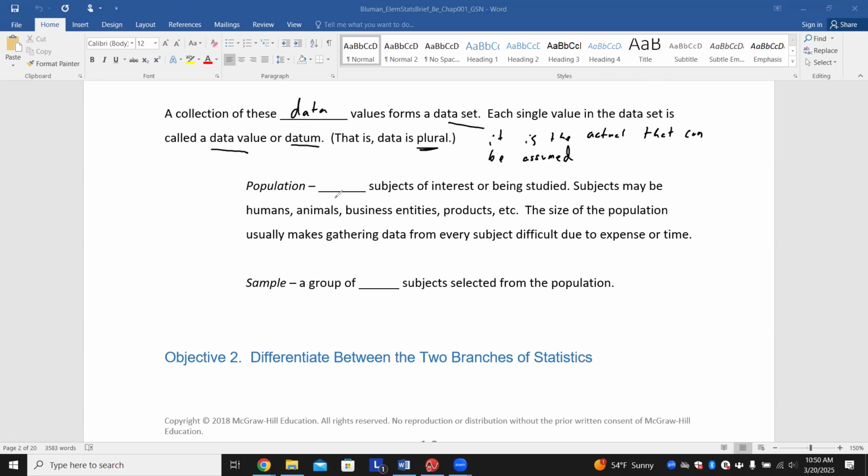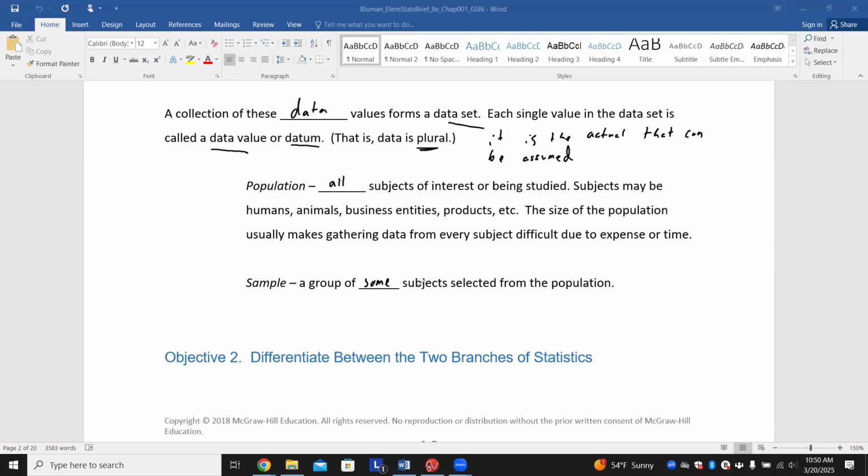Within this part here, you have a population, which is going to be all of your subjects of interest or being studied. Subjects may be humans, animals, business entities, products, etc. The size of the population usually makes gathering data from every single one difficult due to expense or time. So what we do, we take that population and we take a sample of it, which is a group of some subjects selected from the population.